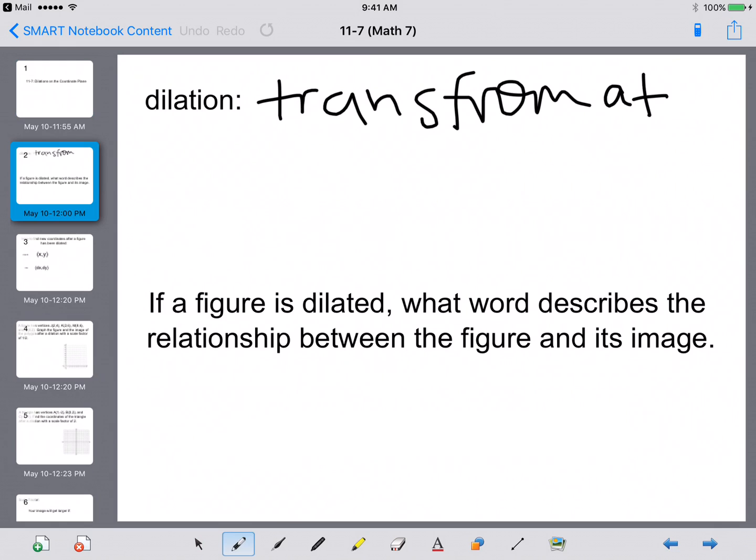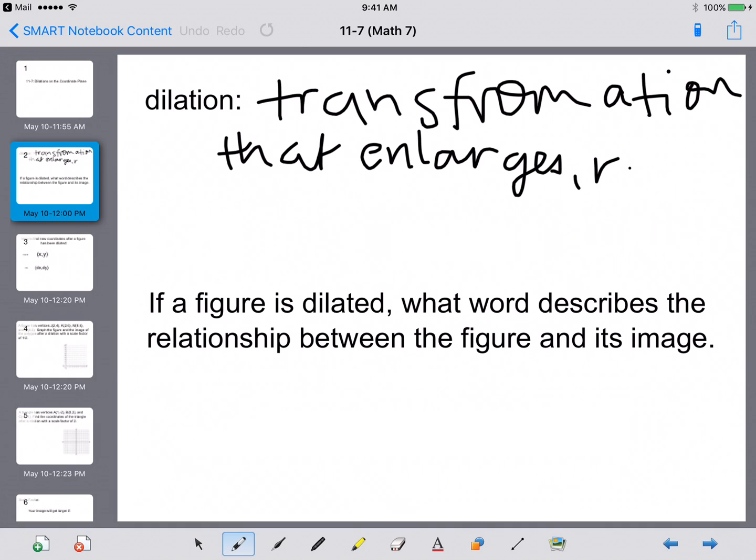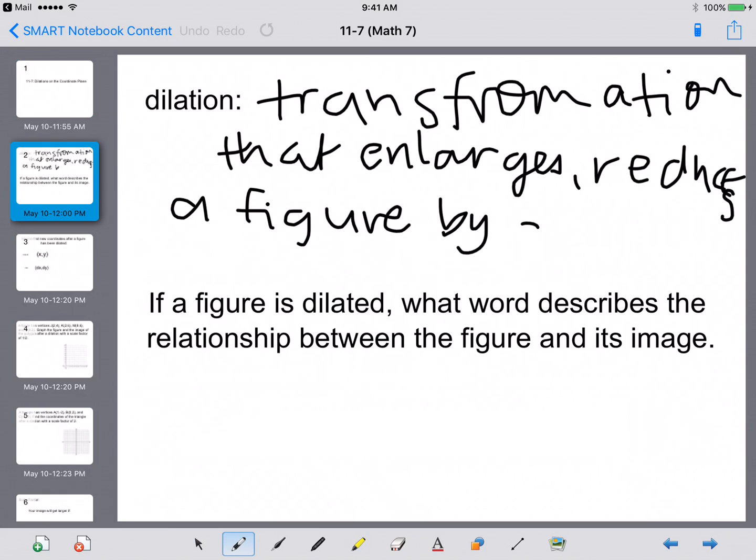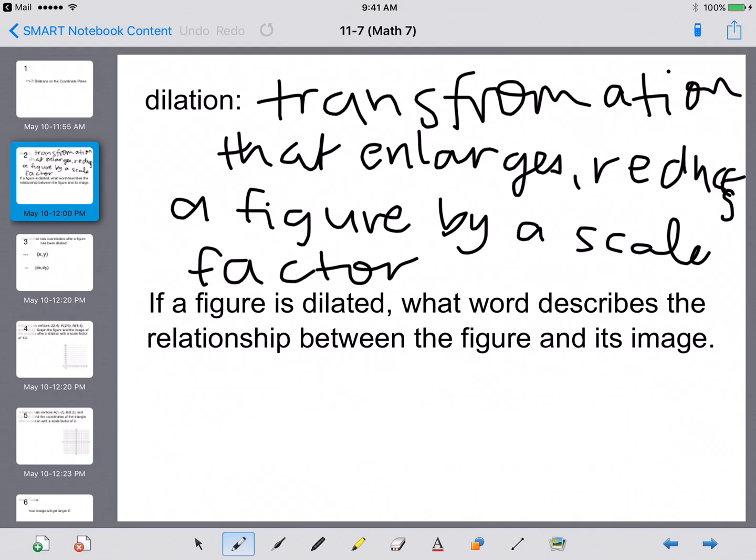translations and reflections. So it's a transformation that enlarges, or in the opposite direction, reduces. Sorry, that's supposed to say reduces a figure by a scale factor. So it's a transformation that enlarges something or reduces it by a scale factor.